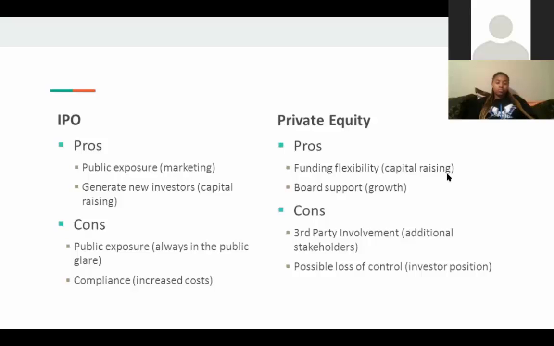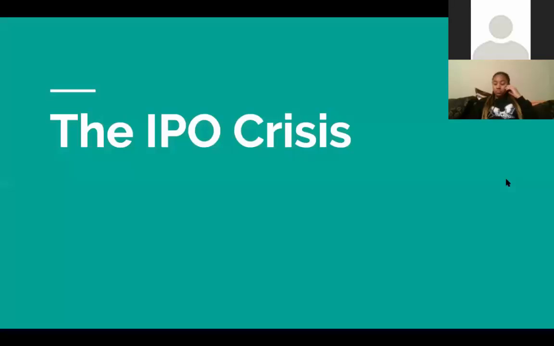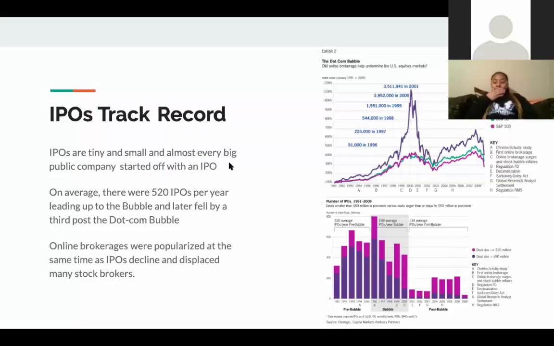And so next I want to talk a little bit about some of the problems going on with IPOs right now in the current situation. So right here, we're going to be talking about the IPO's track record, specifically before, during, and after the dot-com bubble in the 2000s. So initial public offerings are generally newer or smaller companies just joining the public stock market to be traded on and get funding. People usually start out with private equity and then move on to IPOs.